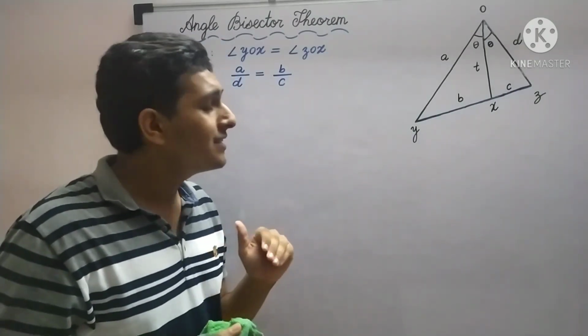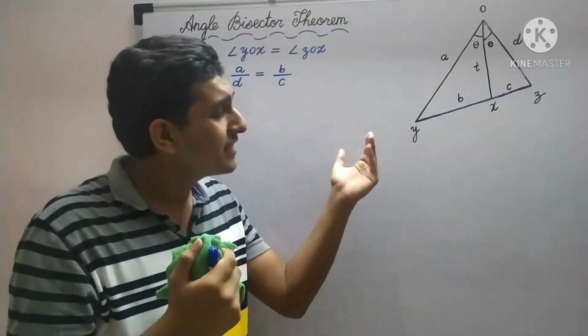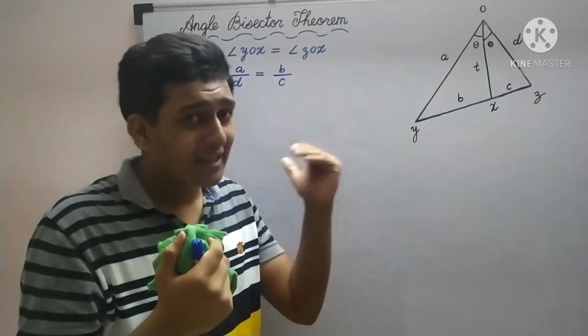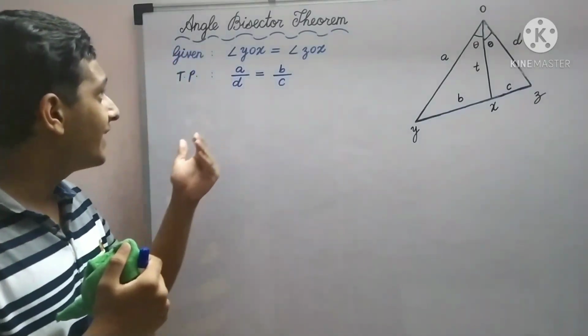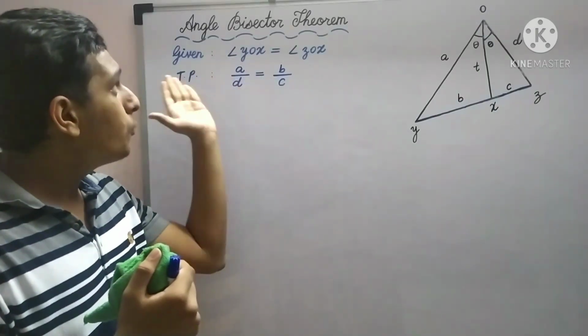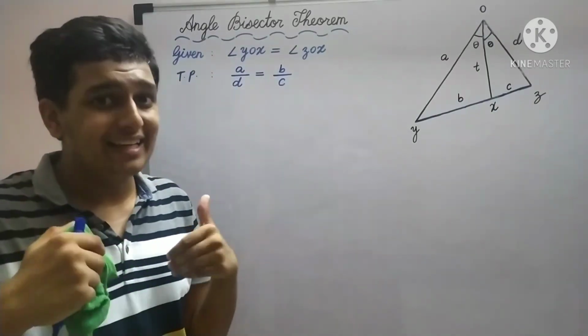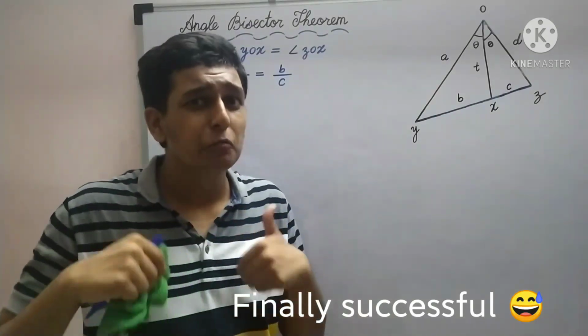For convenience, let me represent YO by A, YX by B, XZ by C and ZO by D. Then A by D is equal to B by C whenever angle YOX is equal to angle ZOX. Now let's start proving the theorem.